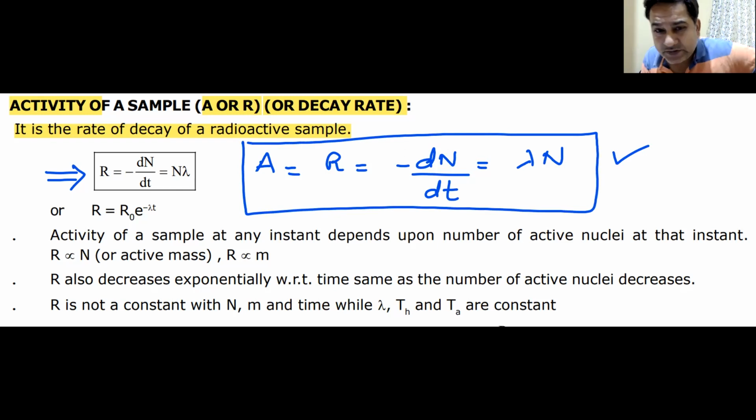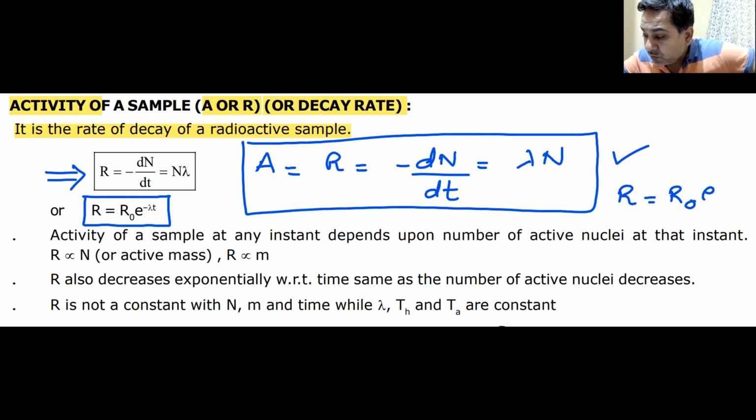The other formula for activity is exactly same as what we had done for the number of nuclei. Remember, the number of nuclei present at any time t is N equals N naught e to the power minus lambda t. Yes or no? For activity, that formula becomes R or A equals R naught into e to the power minus lambda t. Tell me what does R stand for here?